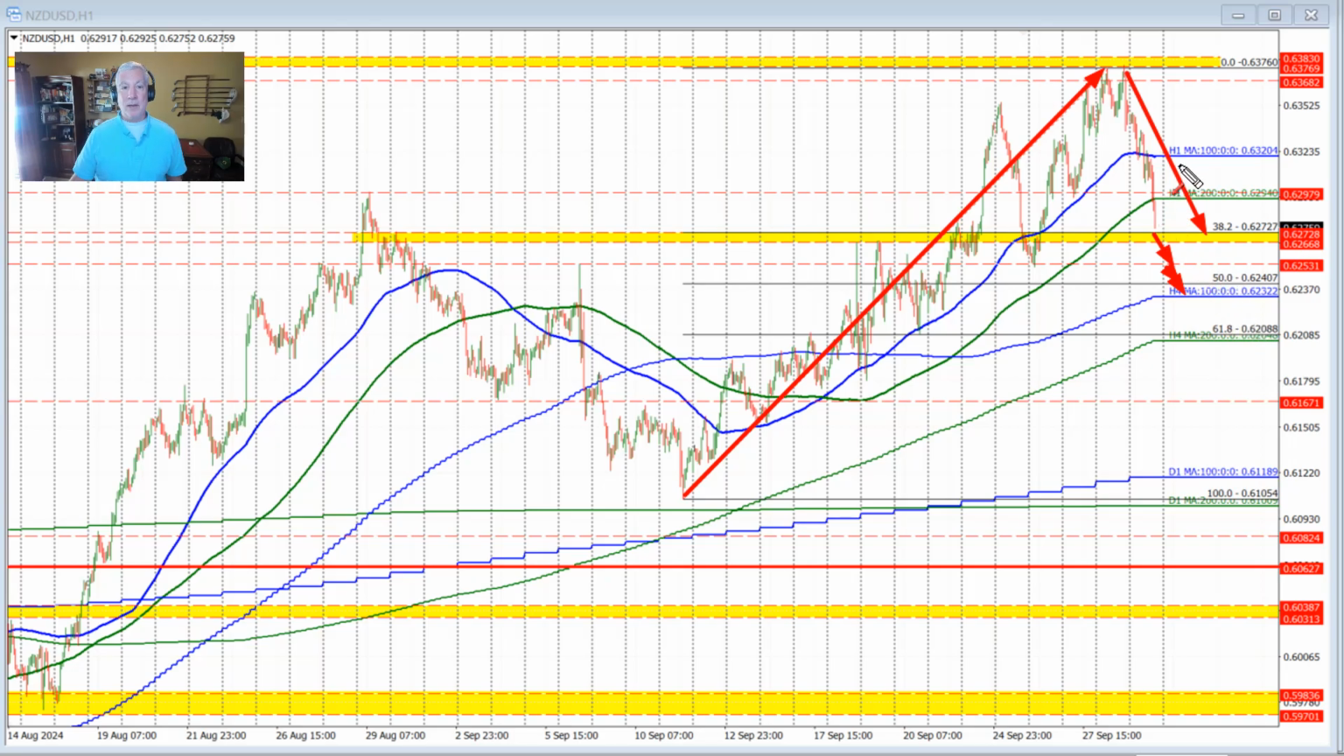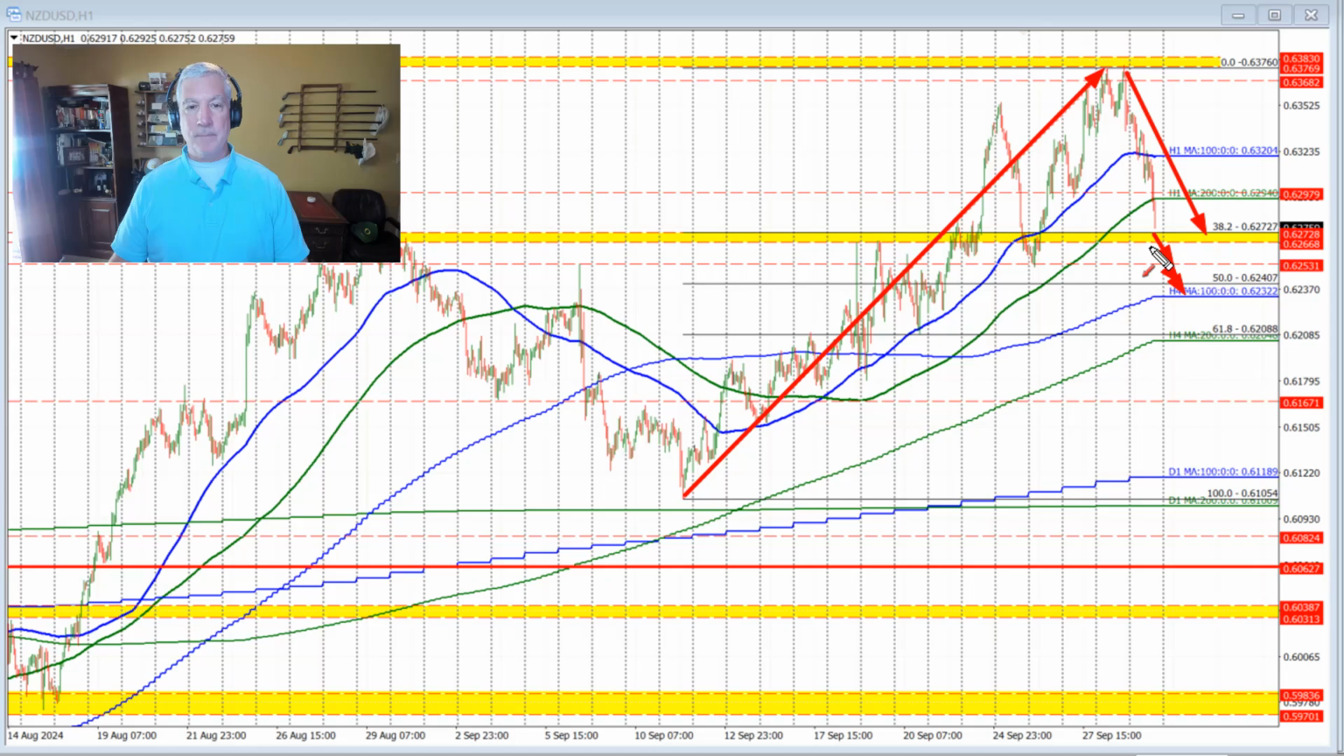It would take a move above that 200-hour moving average to turn around the short-term bias and put the bias more in a neutral position between the 100 and 200-hour moving averages. So be aware of that resistance on the top side. Sellers are making a play in both the Aussie and New Zealand versus US dollar. We'll see if they can continue that follow-through selling in trading here today.